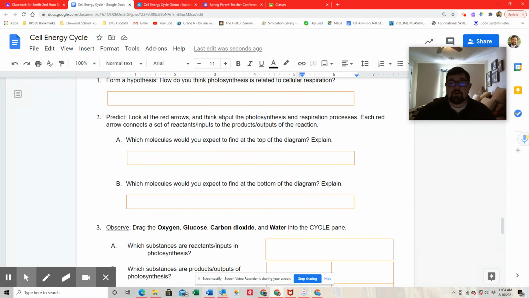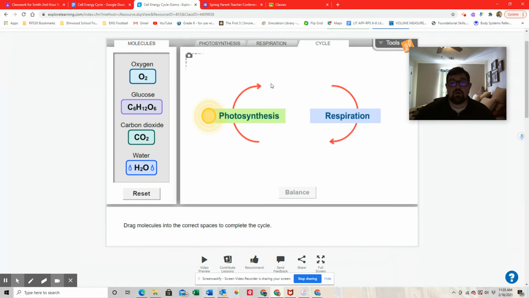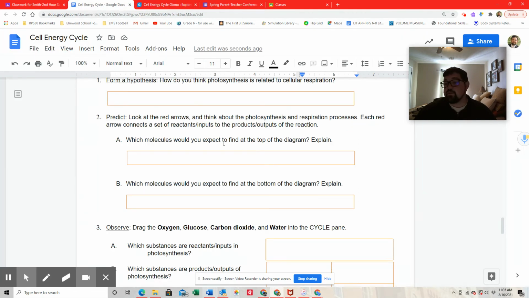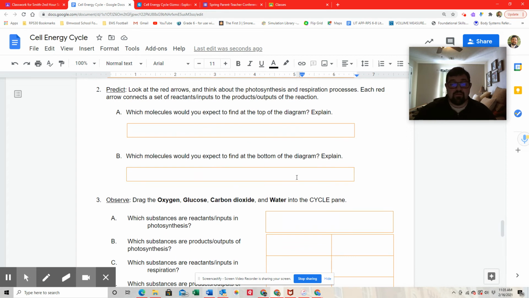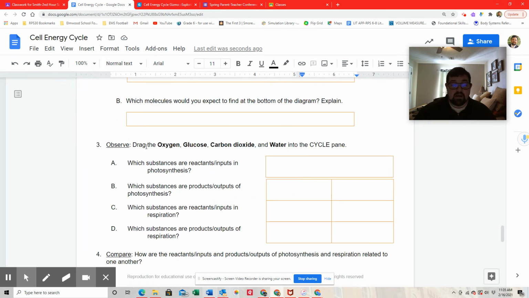Predict, look at the red arrows and think about photosynthesis and the respiration process. Each red arrow connects a set of reactants to the products of the reaction. Which molecules would you expect to find at the top of the diagram? So when we click here, what molecules do you expect to be here? What's going from photosynthesis to respiration? And then what's at the bottom, right? So just like we did before, you're going to predict first, and then you're going to explore, do the experiment, and put them where they belong.